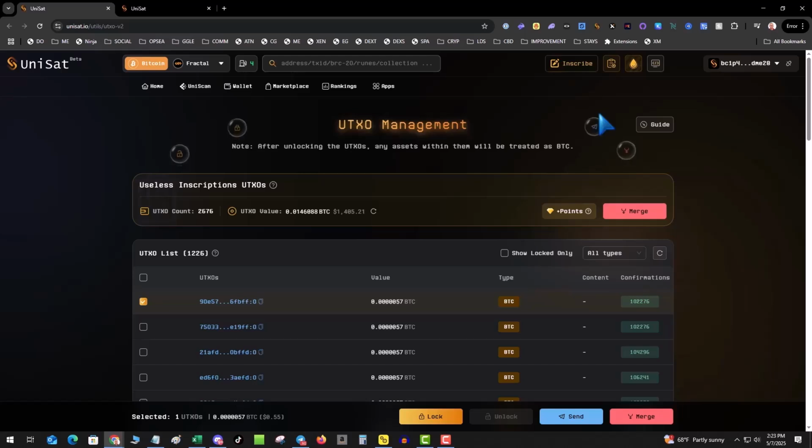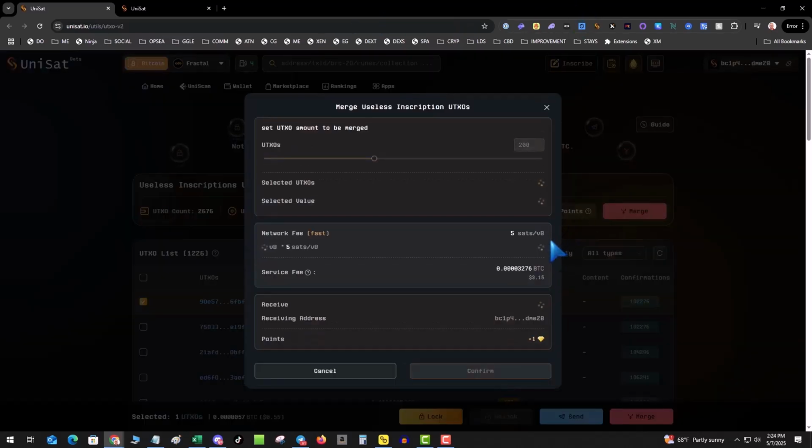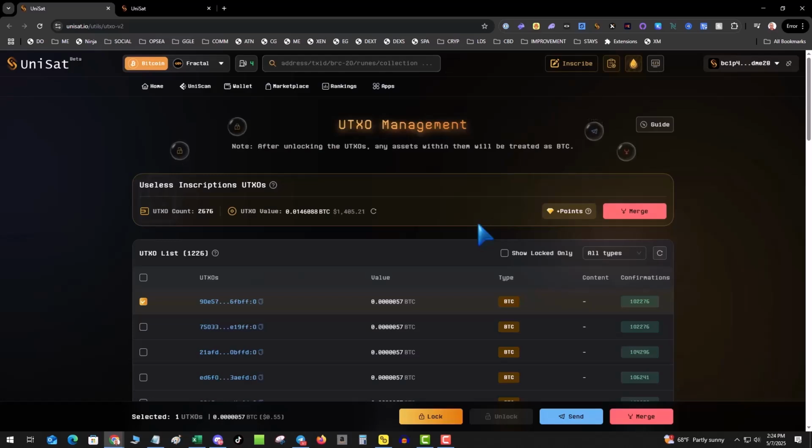Again, key things. Number one, move valuable or cherished Ordinals to a different wallet before merging. Number two, merge when gas vB is low. Now it's 4, so back to the merge. Do this when gas is low. And boom, enjoy the free Bitcoin.